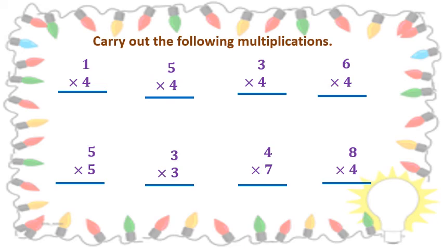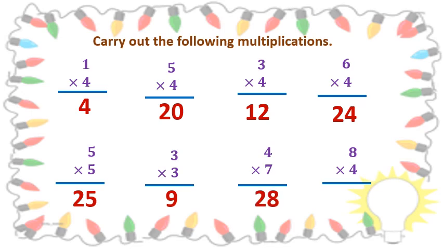Now we will write the answers for these sums. Okay, 1 4s are 4, 5 4s are 20, 3 4s are 12, 6 4s are 24, correct? 5 5s are 25, 3 3s are 9, 4 7s are 28, 8 4s are 32, isn't it? This is called multiplication. Okay.